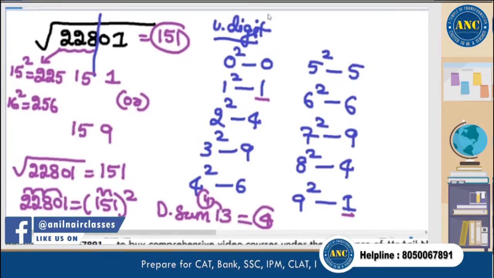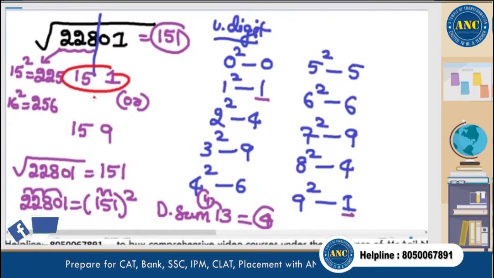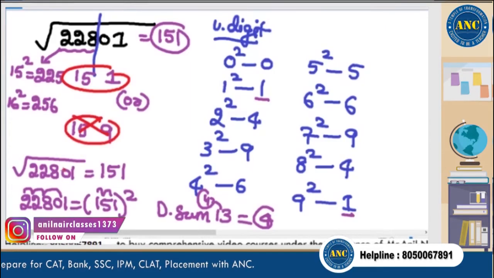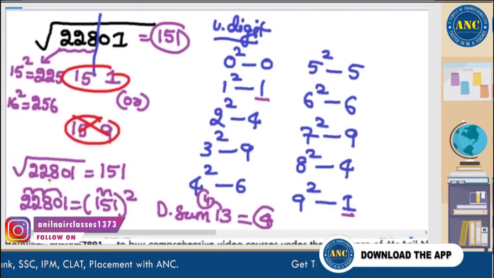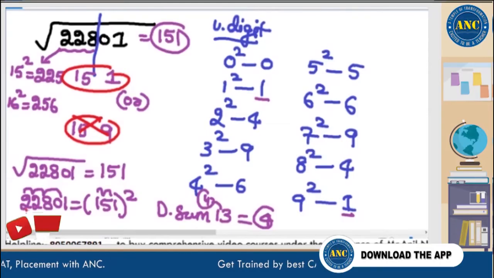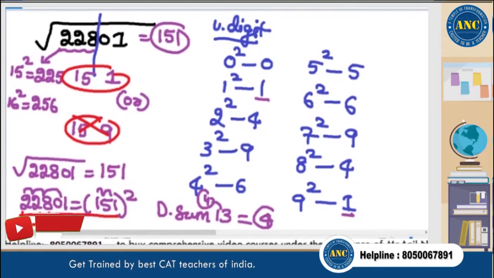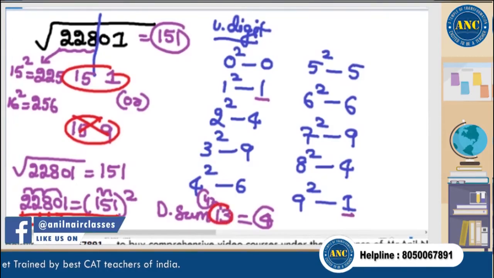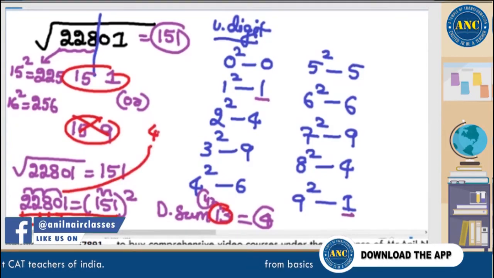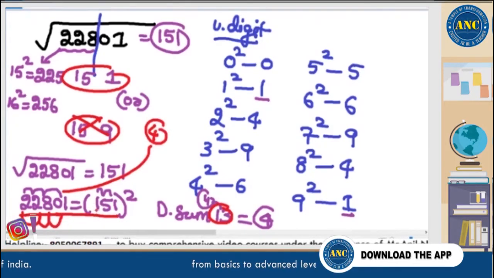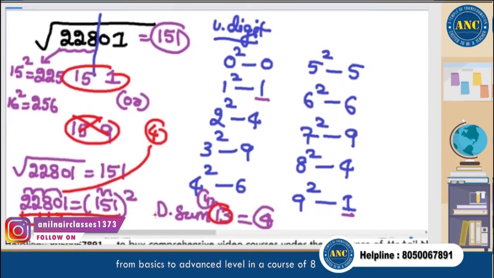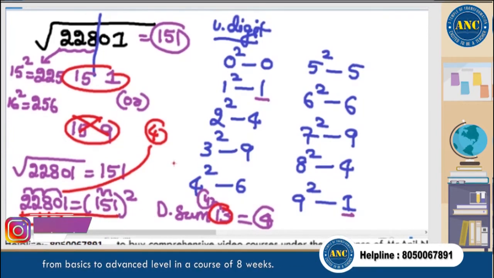How to check which one is right? Use the digital sum concept. Root of 22801 is 151. 22801: 2 plus 2, 4. 4 plus 8, 12. 12 plus 1, 13. The digital sum of 13 is 4. Here also 151: 6 plus 7. 7 square is 49. 4 plus 9, 13, 4.